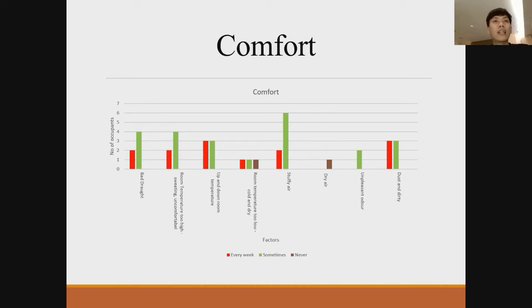So we know that the factors that happen every week are the draft, the room temperature up and down, and the stuffy air, and they also feel the environment is dusty and dirty. And some of the occupants say that this sometimes happens. So this result indicated the office environment actually has a problem and causes discomfort to the occupants.